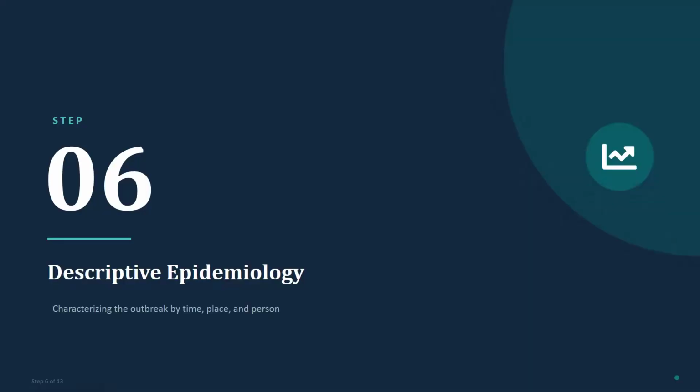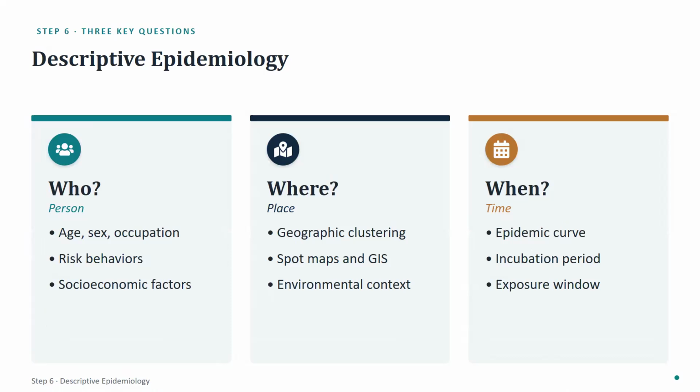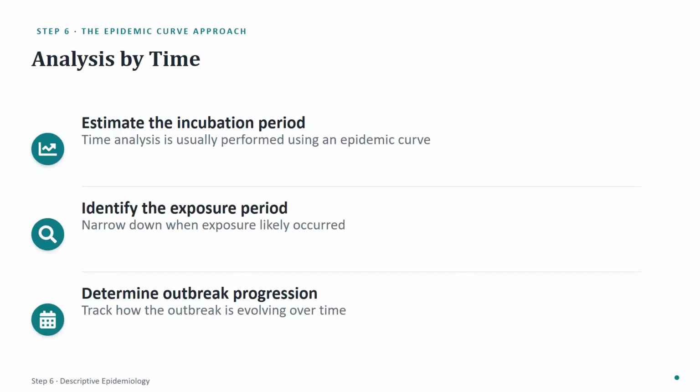Then the next step is descriptive epidemiology. That is who is affected, the person, and factors like demographic, risk behaviors, and socioeconomic factors are mentioned. Then where the disease or the outbreak occurred, the place, the geographic clustering. We have to spot the maps and GIS mapping. The environmental context is given in this. And then when the outbreak occurred, for this we make the epidemic curve, which was discussed in yesterday's class, the incubation period and the exposure window. All of these are included in the time analysis.